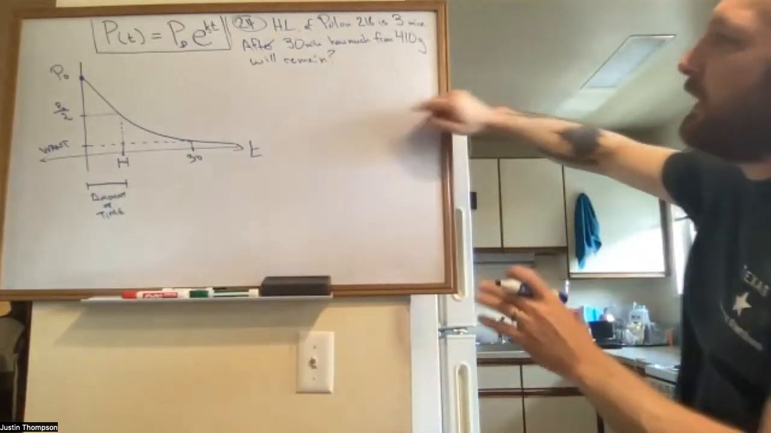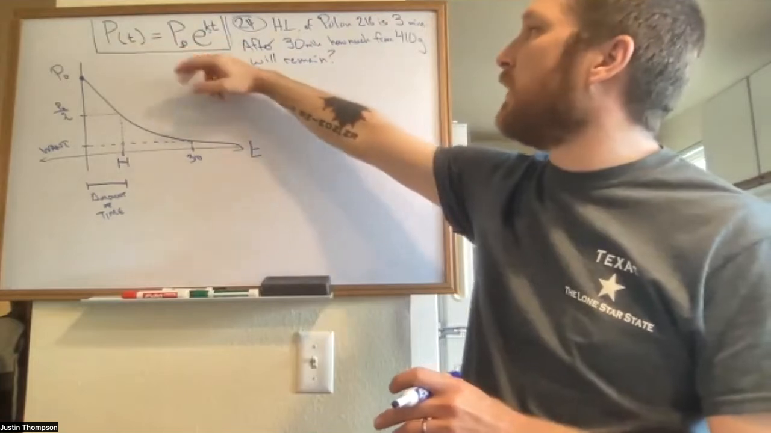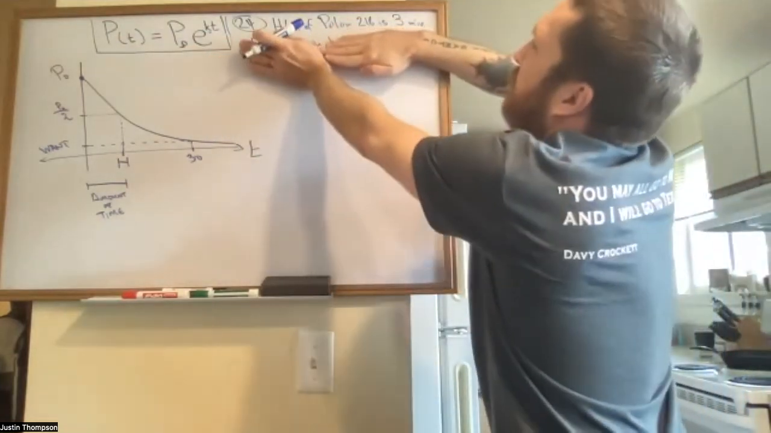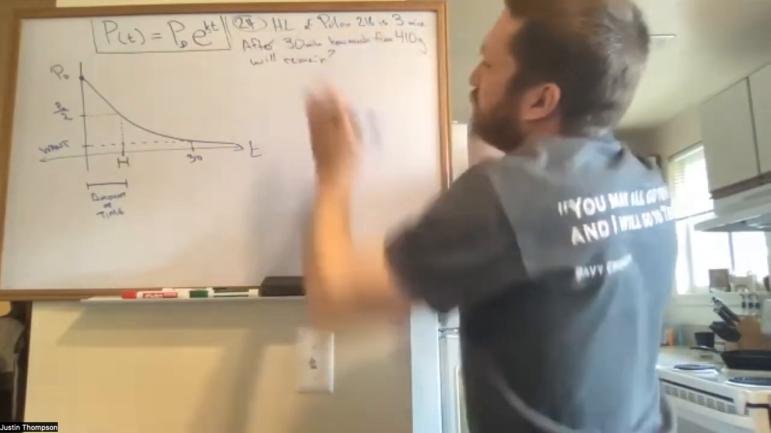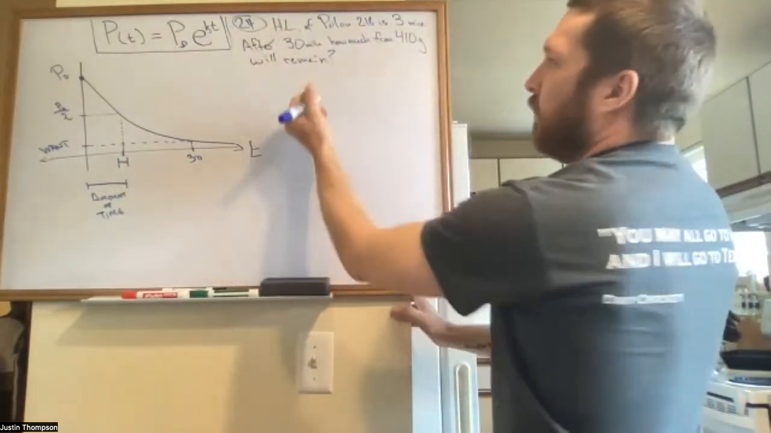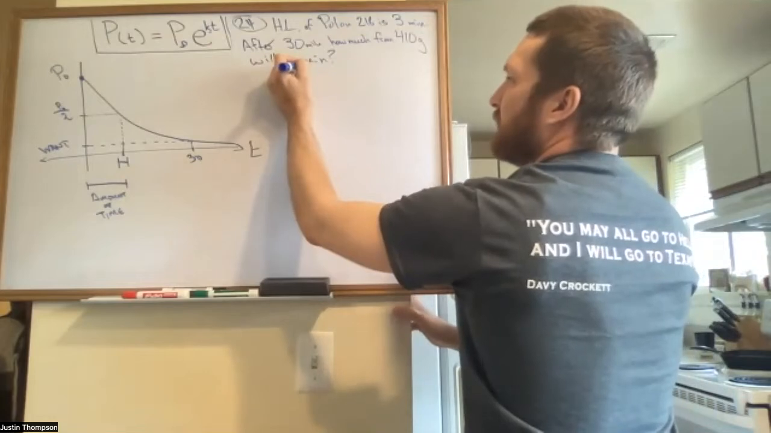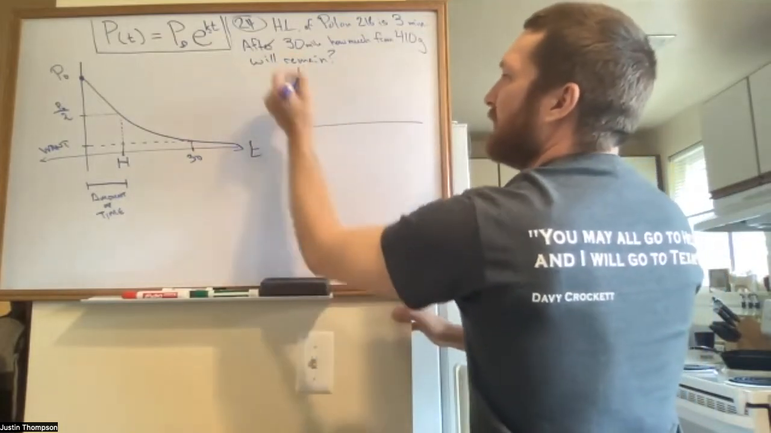what I could do is I could pretty much find this entire thing except for the P0 with just this information right here. All we need to know is the half-life. And that's how I'm going to think about it. So what I'm going to start off by doing is saying, wait a minute, they told me that the half-life of polonium is 3 minutes.